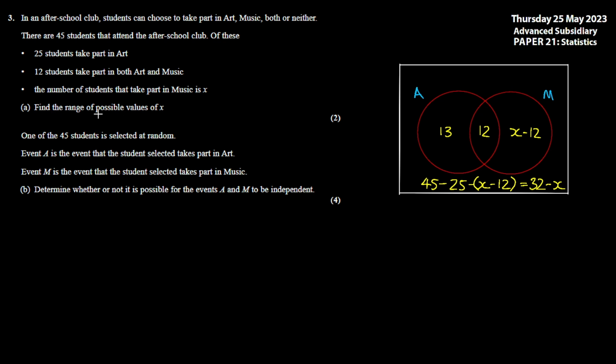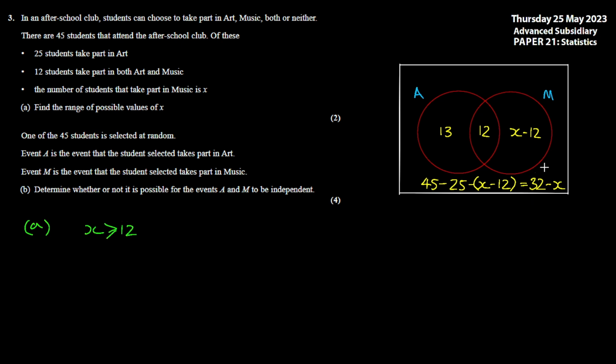So what about the range of X? Well, this area can't be negative. You can't have a negative number of students here. You can have 0. So X can be equal to 12 and above. So that's the first of our results. X must be greater than or equal to 12.